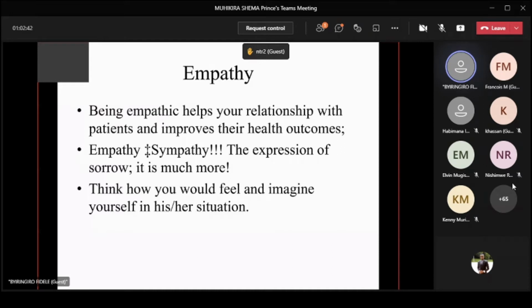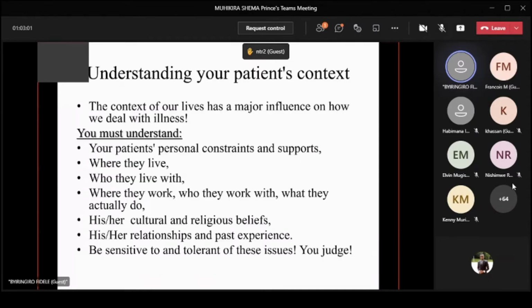So you always have to understand the context of your patients. You need to know the personal constraints and supports patients live with: who they live with, where they work, who they work with, what they actually do, their cultural and religious beliefs, the relationships and past experience. You have to be sensitive and tolerant to all those issues, and you should never judge the patient.